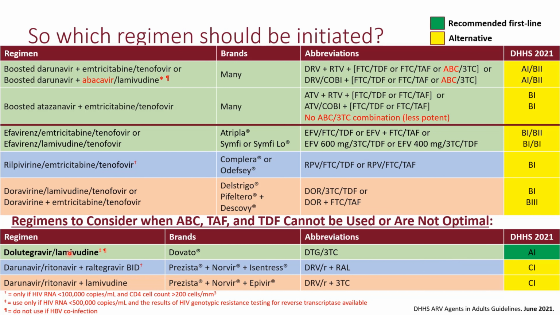And then you have a couple of other options in case somebody cannot take Dovato, which has been on the market only in the past couple of years, so it's fairly new. We have older agents, a combination of protease inhibitor, boosted of course, with either an integrase inhibitor, raltegravir, or with a single nuke, lamivudine. These are considered alternative because of the drug interactions that you will have to deal with, ritonavir, and also raltegravir twice a day could potentially reduce adherence.